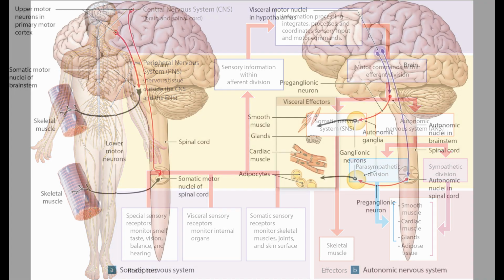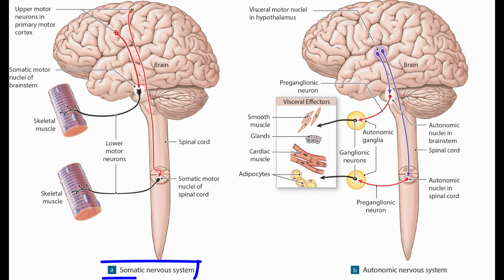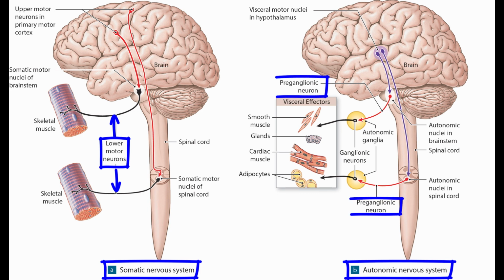This image compares the functional organizations of the somatic and autonomic nervous systems. Notice how the somatic nervous system controls skeletal muscle with a single lower motor neuron. Contrast this with the organization of the autonomic nervous system, where motor neurons of the CNS, termed preganglionic neurons, synapse with postganglionic neurons in autonomic ganglia, clusters of neuron cell bodies outside of the CNS.